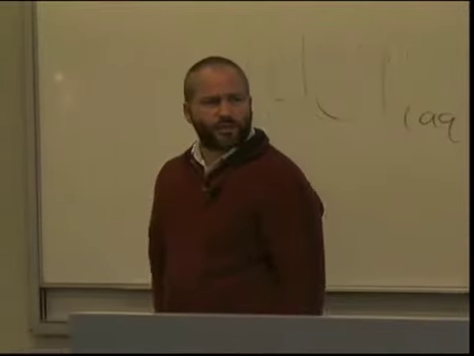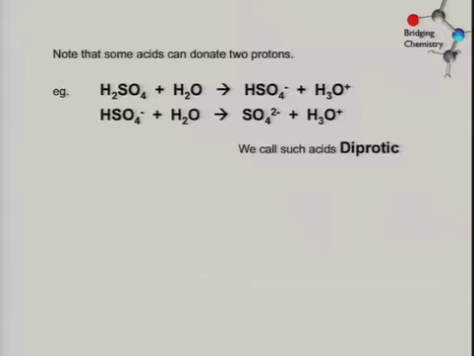Sometimes you can have acids that donate 2 protons. So H2SO4 would be an example of this. So we can write 2 equations for H2SO4 reacting with water. In the first case, the H2SO4 will donate a proton to water and you'll get an H3O+, the protonated water molecule. And you'll get HSO4-, which will be the conjugate base of the H2SO4. But that HSO4- ion can also be like an acid and donate a proton to a second water molecule to give SO4 2-, sulfate, and another lot of H3O+.